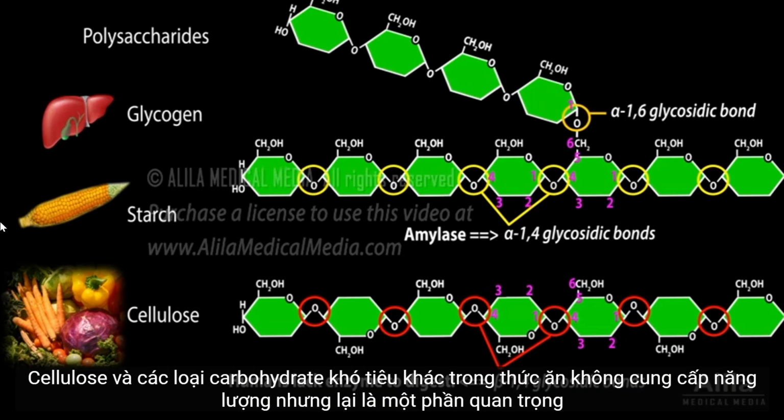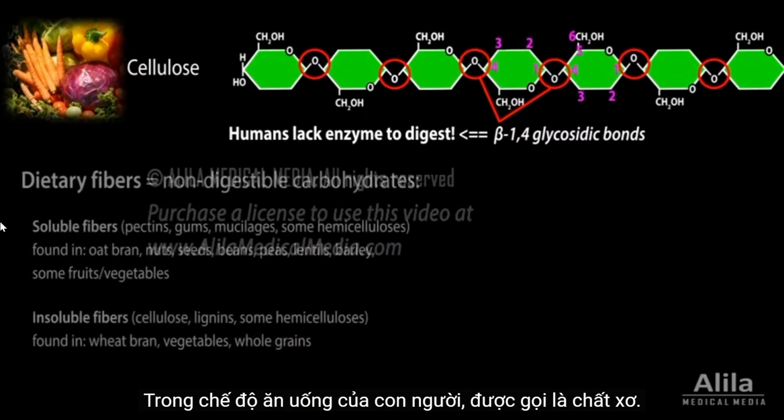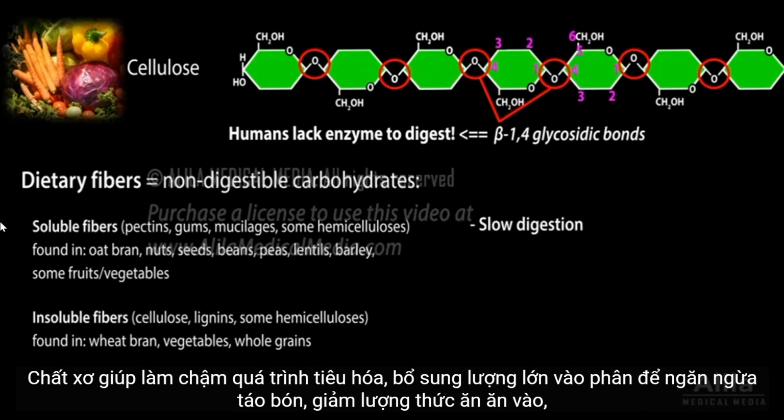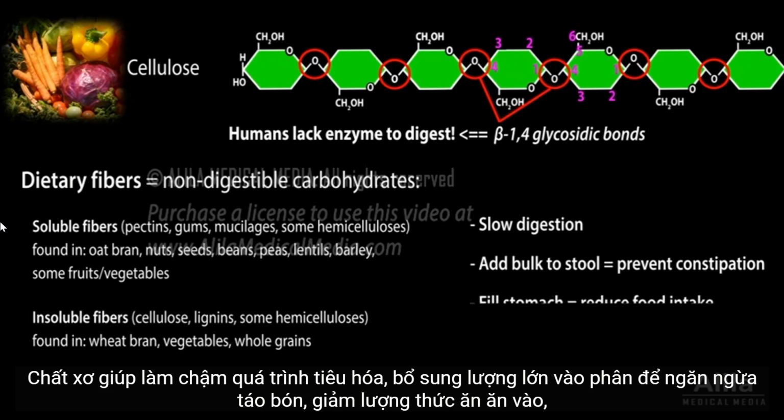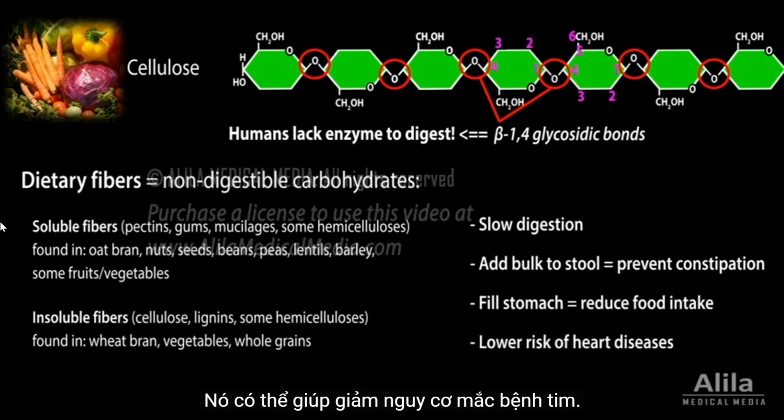Cellulose and other non-digestible carbohydrates in food do not supply energy, but are an important part of human diet known as dietary fibers. Fibers help slow digestion, add bulk to stool to prevent constipation, reduce food intake, and may help lower risk of heart diseases.